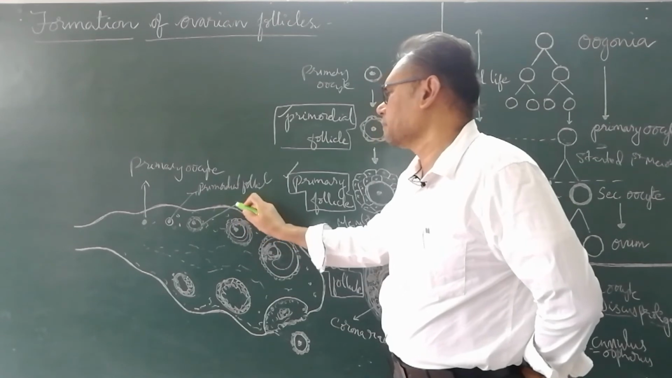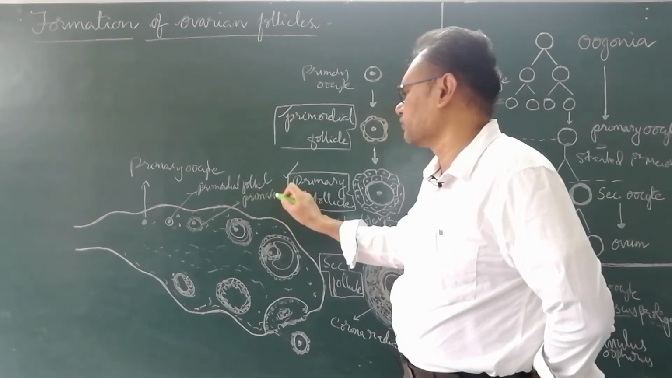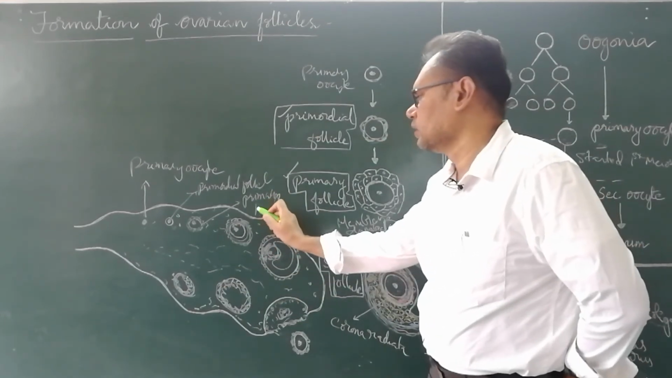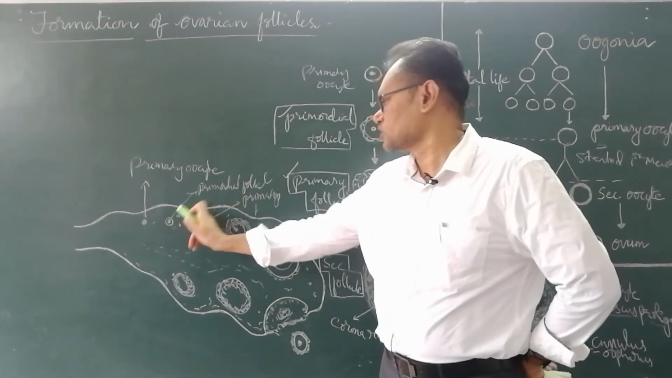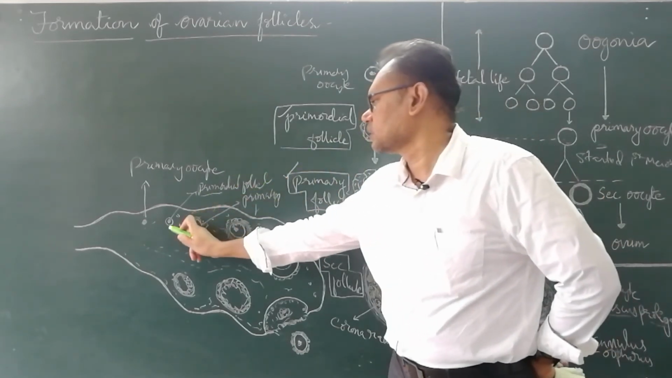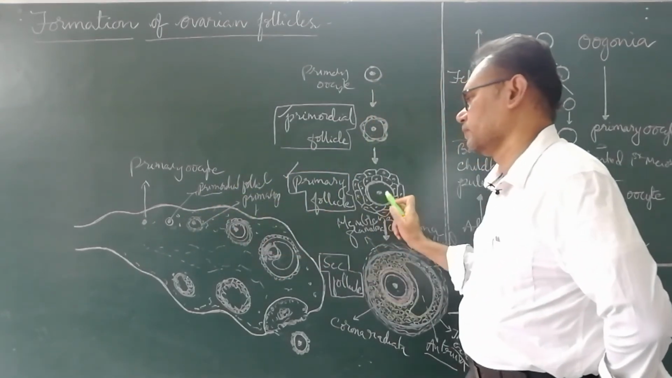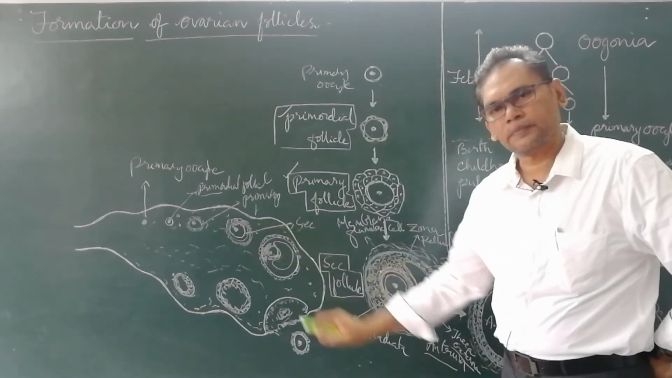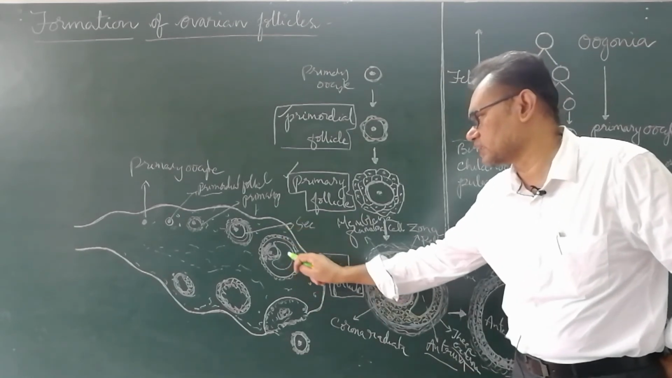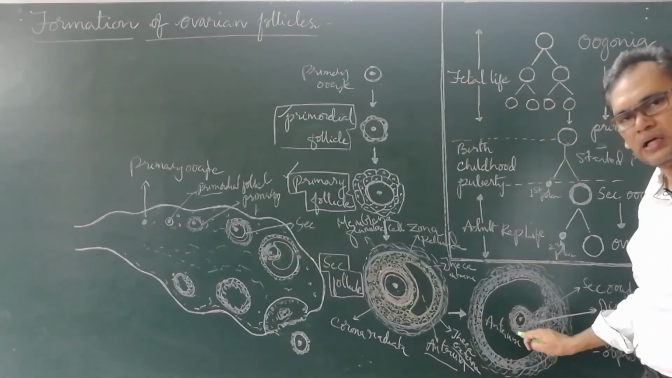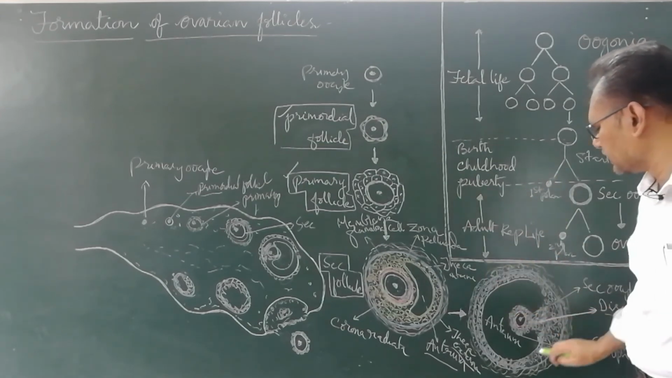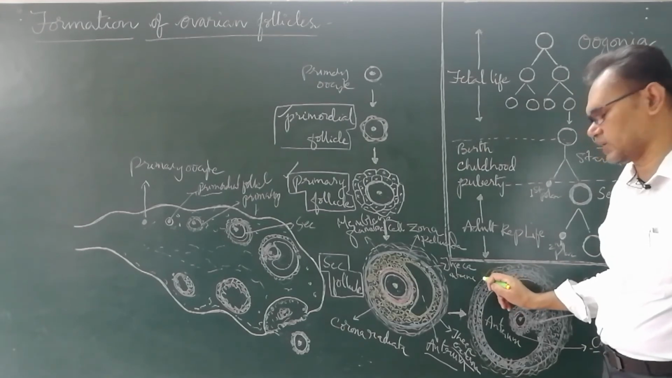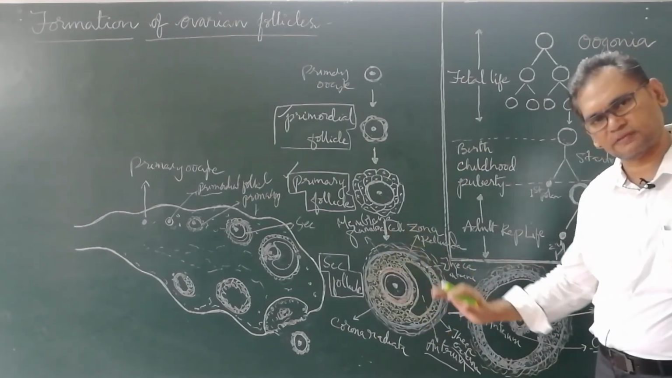Now this one is the primary follicle. This is primordial, whereas this one is the primary follicle. Now this is a secondary follicle. This is what we are showing. This is a tertiary follicle. The tertiary follicle still has theca interna and externa, which are formed during the secondary follicle itself.